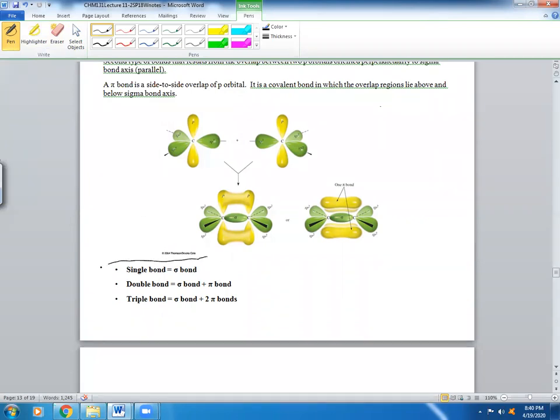But this is the most important thing. You need to remember this. Also remember it for organic chemistry. If you have a single bond, that's called a sigma bond. Anything above the single bond, you add a pi bond. So if you have a double bond, now it's two: a sigma and a pi. If you have a triple bond, it's a sigma and 2 pi. So sigma is always 1. You can't have 2 sigma bonds in a bond. You can't have 3. You have to have 1. What increases is the pi bond.